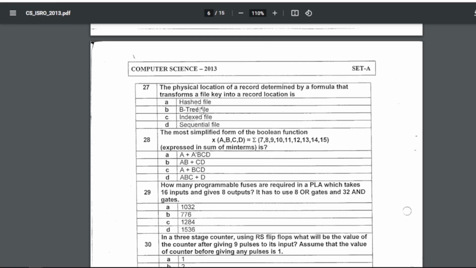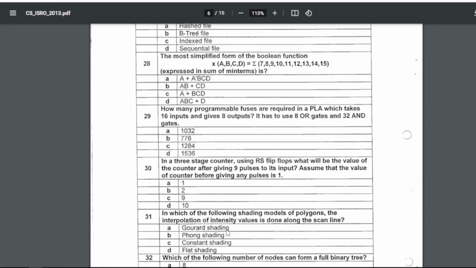Now the next question, that is question number 28: the most simplified form of the boolean function, this expression in sum of minterms, is what? So for 28, if you solve this, you will get the answer as C, that is A plus BCD, right? So this will be the answer. You can also make a K-map for this, and once you make a K-map, you will have two sets there, right? So on the basis of those two sets, you will get the expression as A plus BCD.